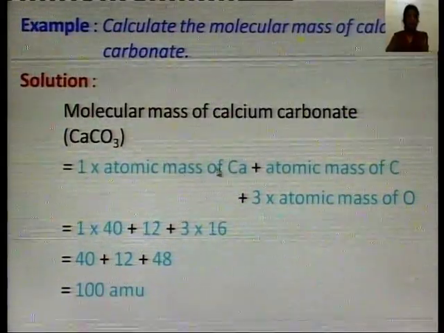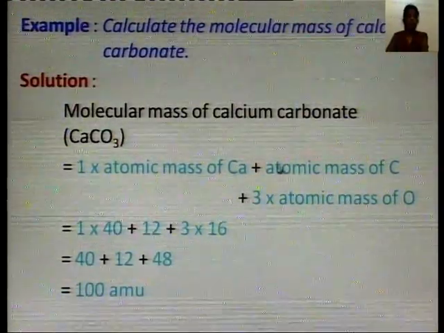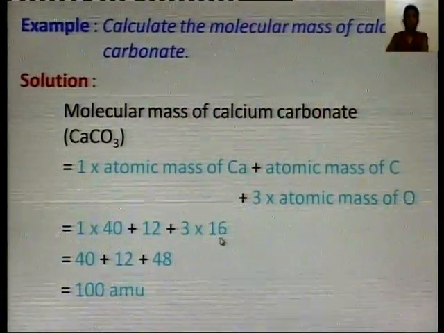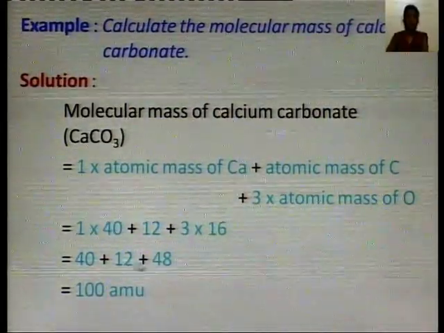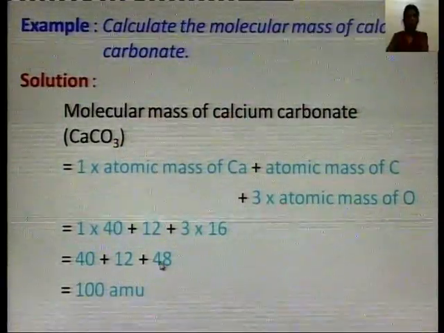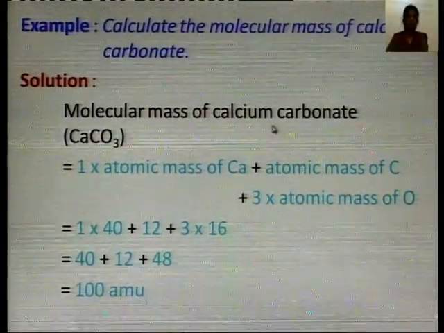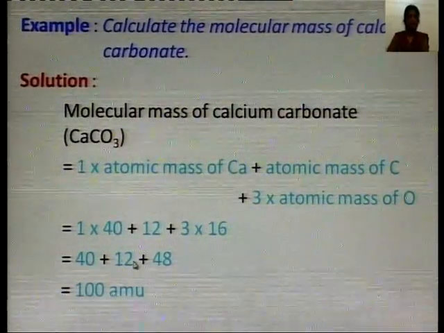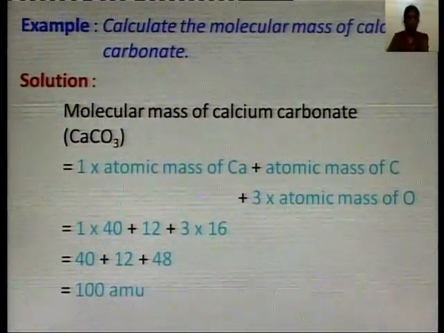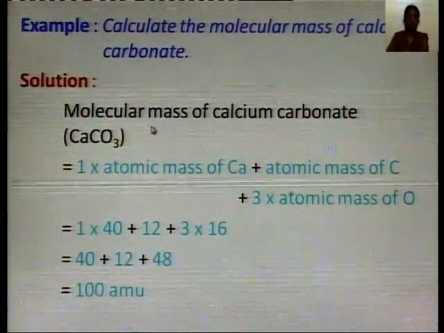You must know the atomic mass of calcium. The atomic mass of calcium is 40. So, 1 into 40 plus the atomic mass of carbon, which is 12, plus 3 into 16, because the atomic mass of oxygen is 16. So, 40 plus 12 plus 48, because 3 into 16 is 48. The total comes out to be 100 AMU. So, the molecular mass of calcium carbonate is 100 AMU. Similarly, we can calculate the molecular masses of other molecules. It may be sodium hydroxide, sulfuric acid, glucose, or any other case. Simply, we have to add the atomic masses of all the atoms present in the molecule.